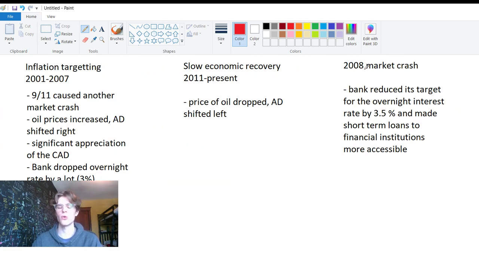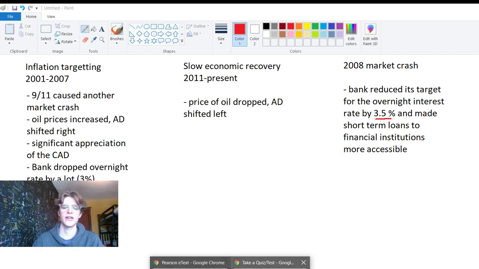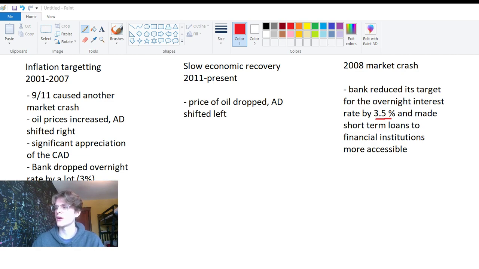And then in 2008, this whole stock market crash happened. What the bank did to combat that was reduce its target for the overnight interest rate by 3.5%, and they made short-term loans to financial institutions more accessible, straight out of the textbook. And now, in the present, the price of oil has dropped lately, which has shifted our AD left, and we're on a slow economic recovery. So not much happened. Now I'm going to go through a quiz.